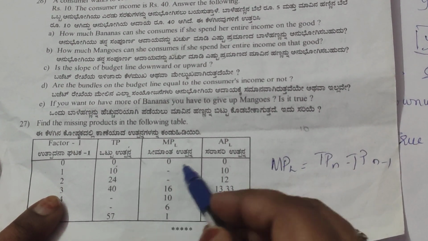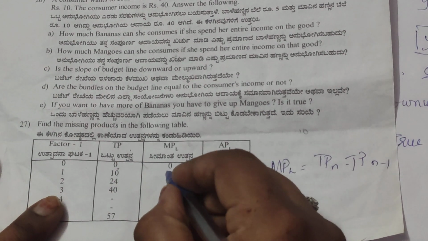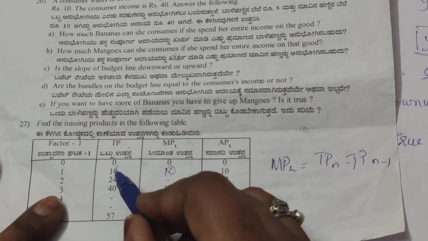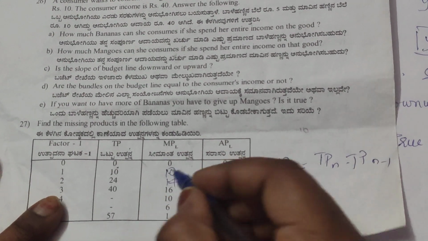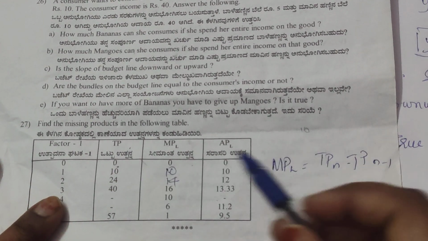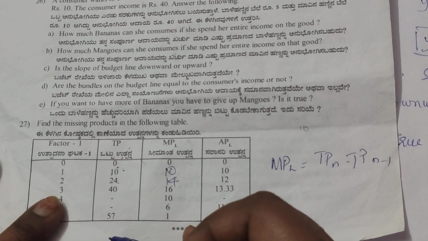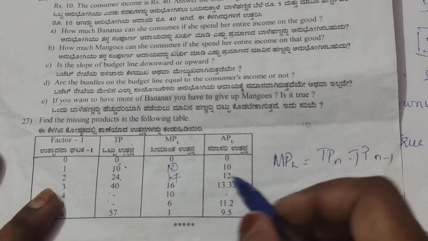So we have 0. 0 minus 0 is 0. 10 minus 0 is 10. 24 minus 10 is 14. We have got the MP. The formula is TPn minus TPn minus 1. We got the answer.